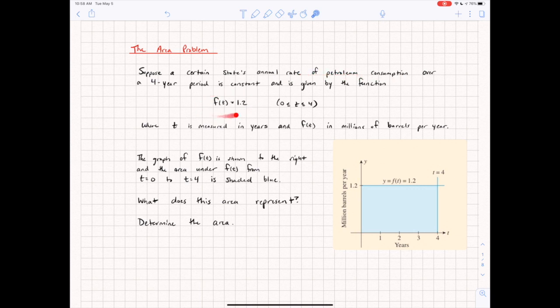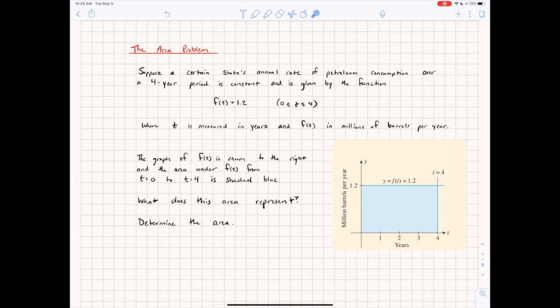In other words, this is describing a rate of change, and more importantly, a constant rate of change, meaning that when I graph it, it's just a constant horizontal line at 1.2, ranging from 0 to 4, because again, that will be a constant 1.2 million barrels per year. Now, when I shade in the area underneath this constant function from 0 to 4, down to the t-axis, this area is a rectangle, meaning we can actually calculate it. Because I have straight edges, this is a geometric shape, a polygon, so I can use that to determine the area.